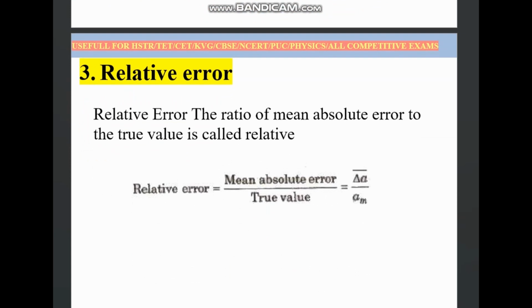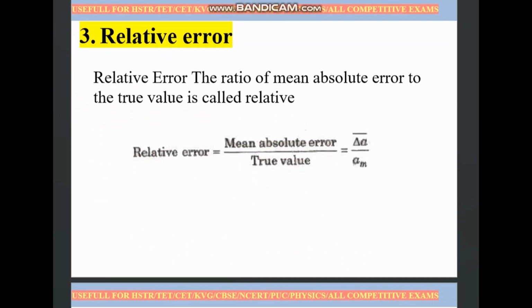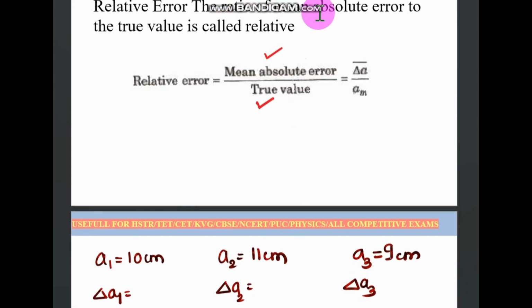Next, we have relative error. This is the third type of error. In this relative error, the ratio of mean absolute error to true value is called relative error. So already we have calculated mean absolute error and already we have calculated true value. So the ratio of these two will give relative error.